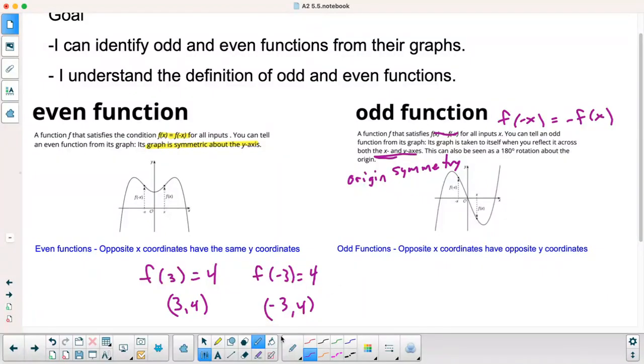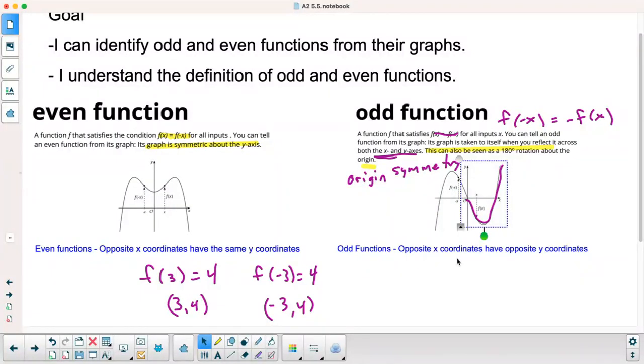You could also think of it as a 180-degree rotation about the origin. So if I had my graph right here and I rotate that 180 degrees around the origin, my program won't let me do it around the origin, so I have to rotate and then translate. But if I could have done it, I would have rotated it and centered it right at the origin right there. All right, so there it is.